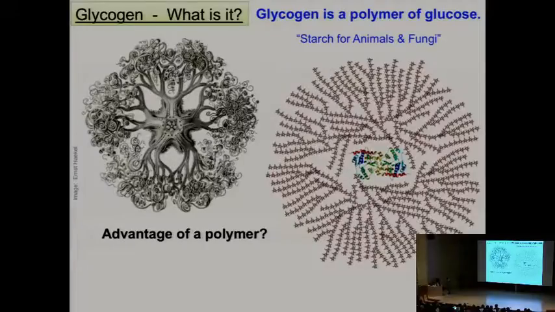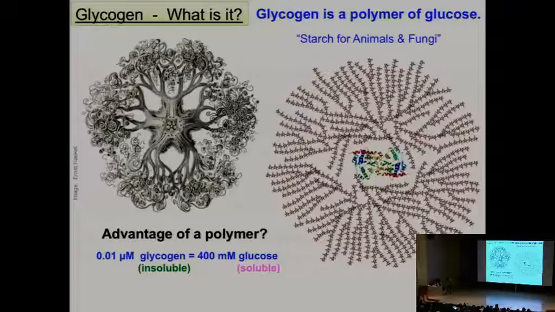Yeah, it's an efficient use of space. I like that. It concentrates the glucose, right? If you have a drop of water that has 0.01 micromoles of glycogen in it, which is unimaginably small, but if you were to dissociate all of that glycogen into its free glucose, you would have 400 millimoles, which is like a 10,000 factor of concentration, which is pretty huge.